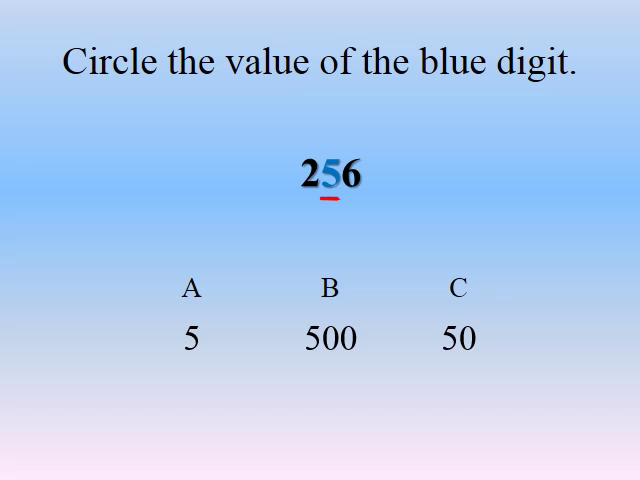Okay, hopefully you paused it and you got your answer. I'm going to write an H for hundreds, a T for tens, and an O for ones. As I can see, the 5 is in the tens place, so therefore it's going to be worth 50.